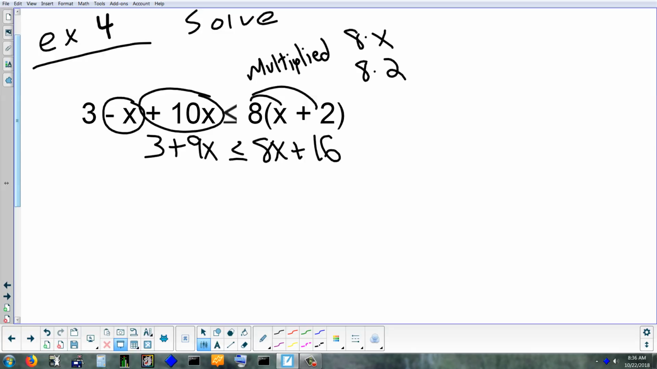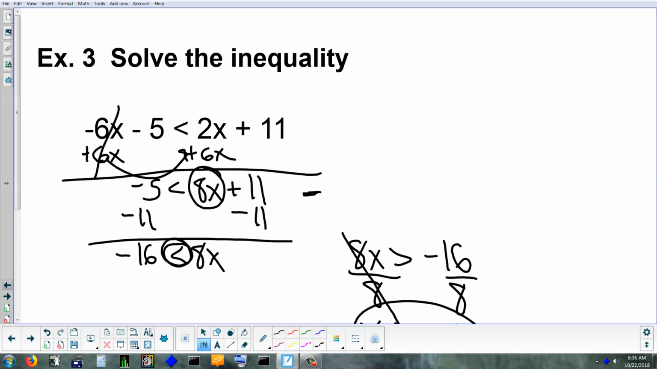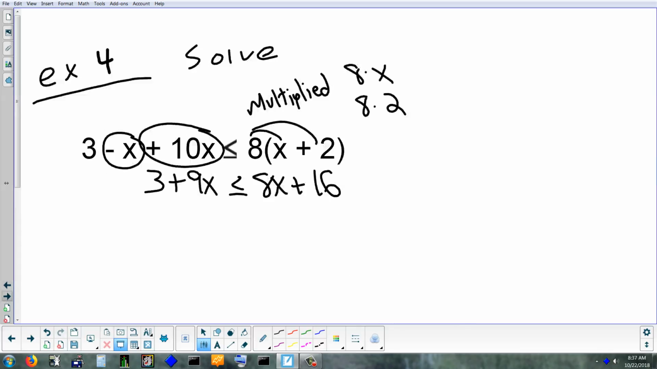All right, now this one, if I go back, kind of looks like the one I did before. Variable here, variable there. We have variables on both sides. What do we want to move, Ellie? 9x and 8x. Okay, which one do you want to move? Well, you should move 9x over to the other.